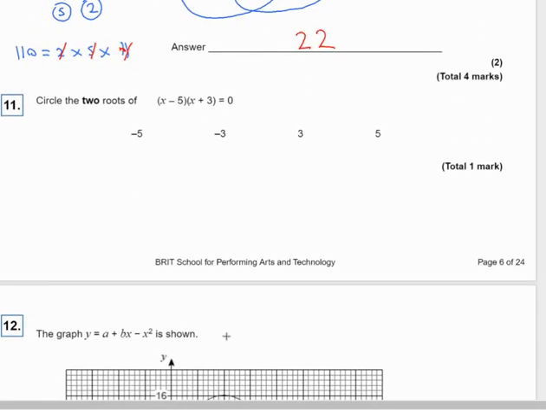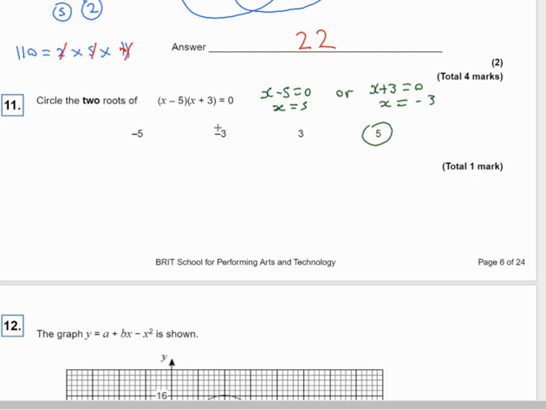Right, next question is circle the two roots of x minus 5 and x plus 3. So basically, when x minus 5 times x plus 3 is equal to 0, what are the values of x? So you've got two things multiplied to give you 0, which means that either x minus 5 equals 0 or x plus 3 equals 0. If x minus 5 equals 0, adding 5 to both sides gives us x equals 5. Or taking away 3 from both sides of the other one gives us that x is equal to minus 3. So our two roots are going to be 5 and minus 3.